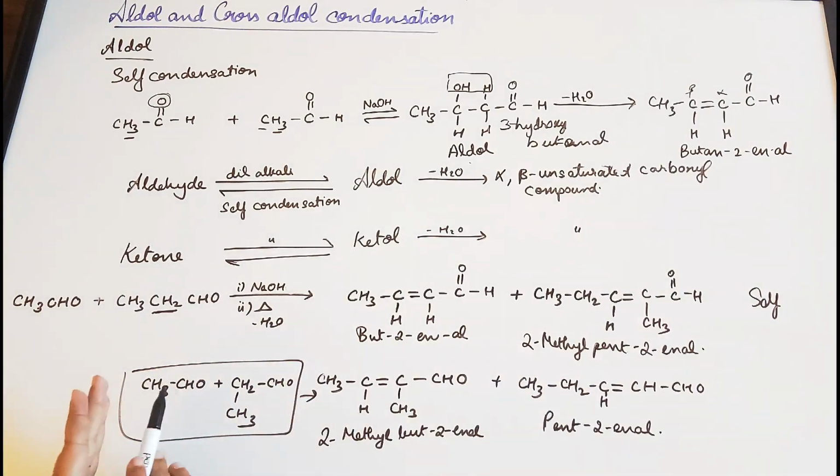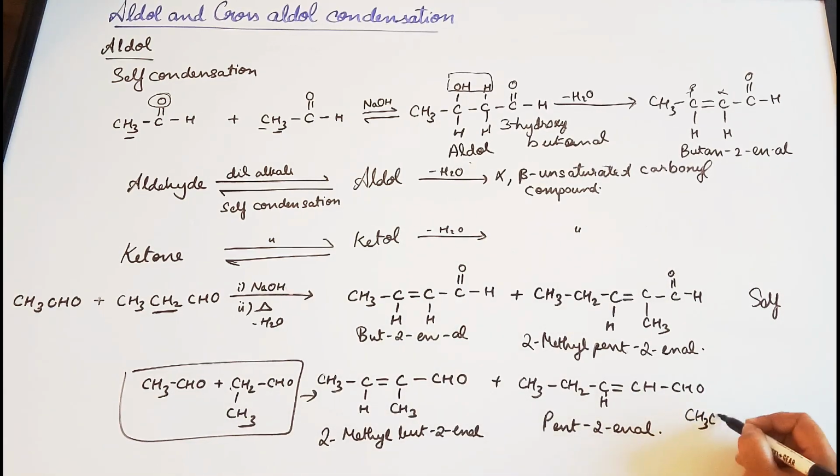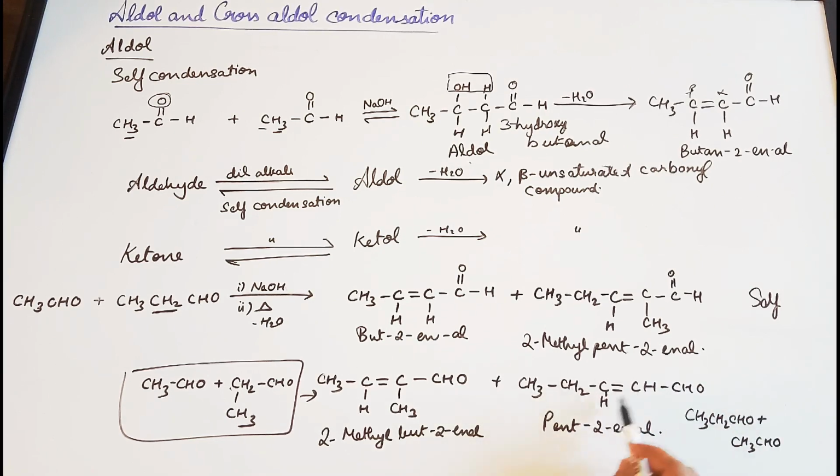So the one on the left is going to lose the aldehyde group and we're going to form a double bond here. That double bond is going to get replaced by a double bond with the alpha carbon. And in this case it was CH3 CH2 CHO plus CH3 CHO. So the one on the left is losing the aldehyde group. Isn't that what happened over here? And this one is losing alpha hydrogen atoms to form a double bond. So if you write it like that, it will be easier for you to figure out how they are different from each other and how the products are going to be formed.